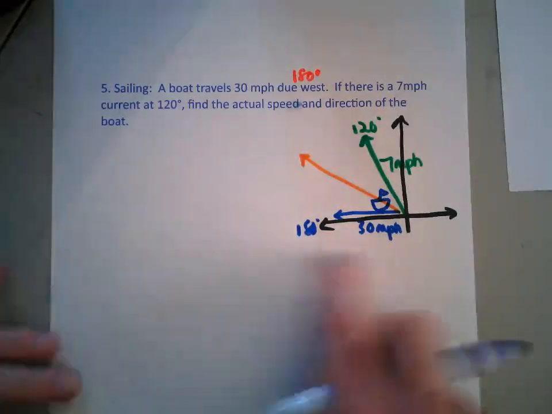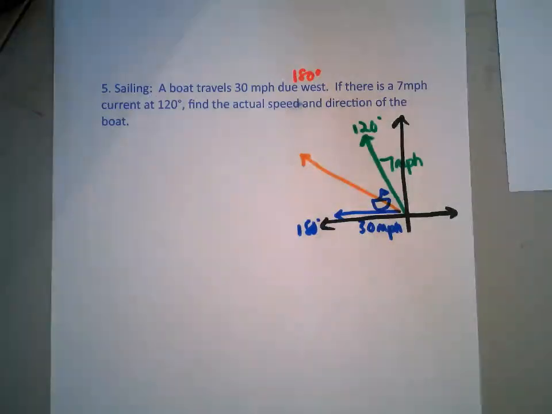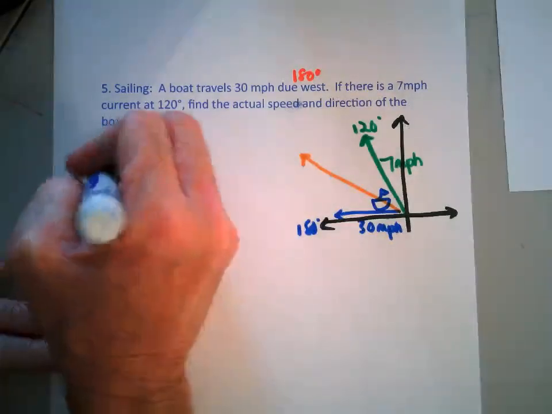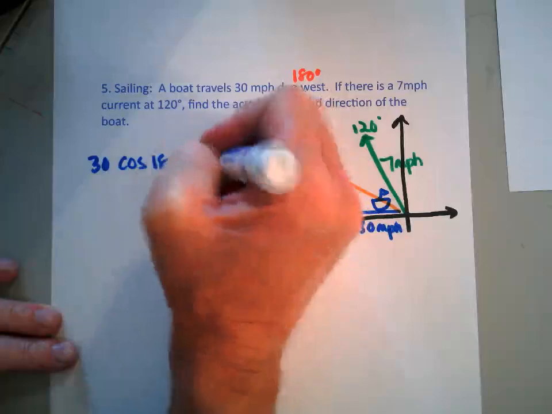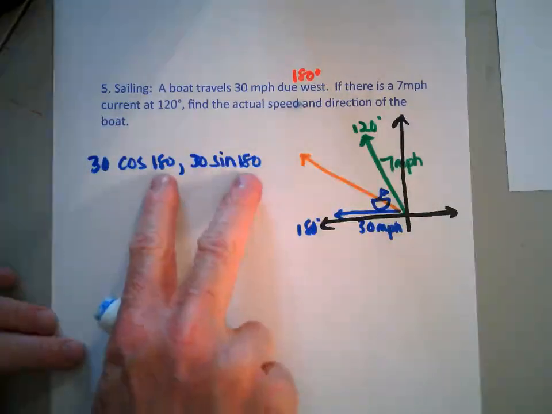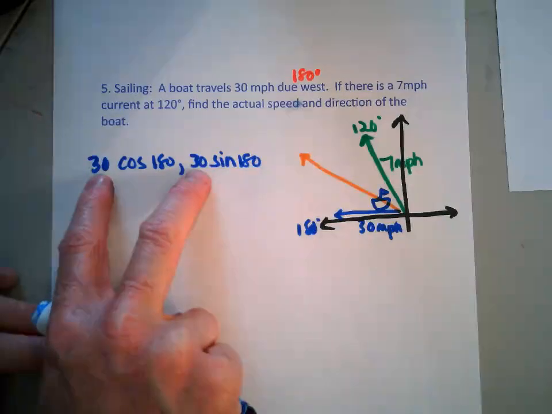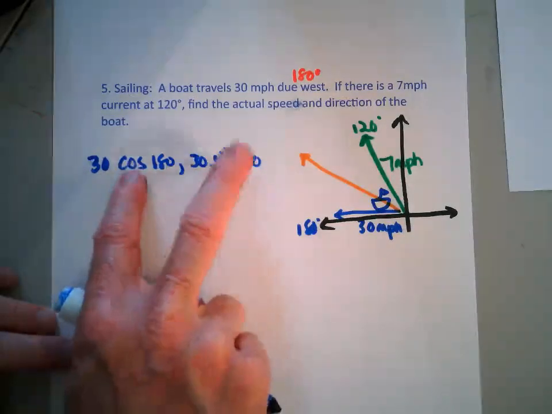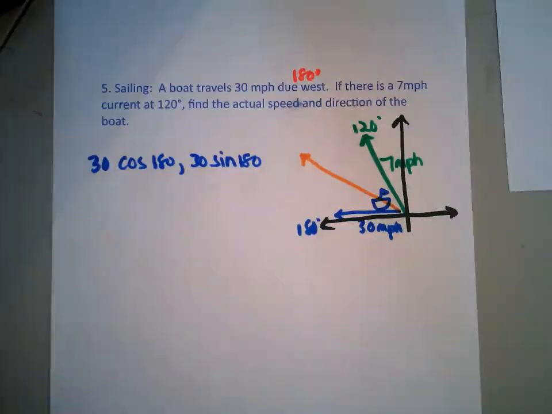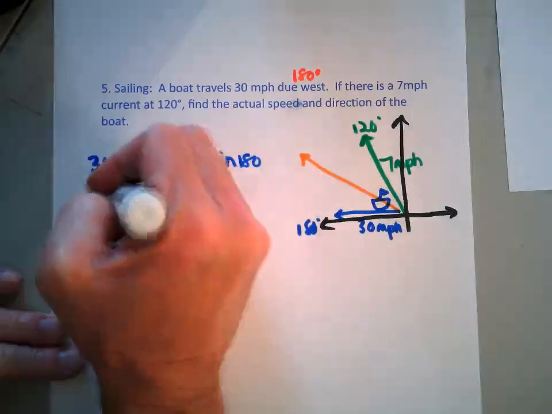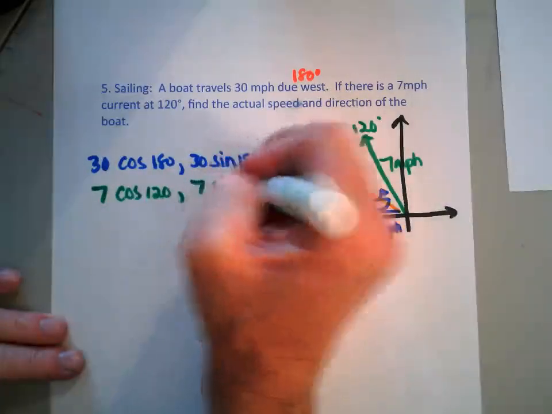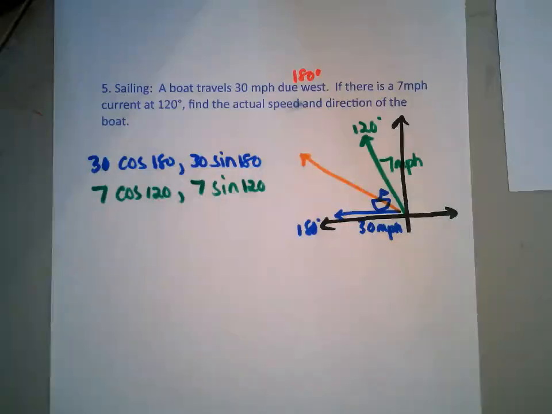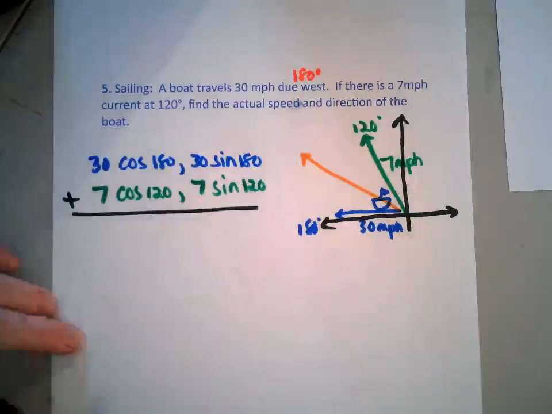Okay, so we'll use our components. We'll start with this blue vector: 30 cosine 180, 30 sine 180. The angle and the magnitude are going to be the same; what's different is the cosine and sine parts. Then we have the current. The current is 7 miles per hour: 7 cosine 120, 7 sine 120. And we get to calculate that.